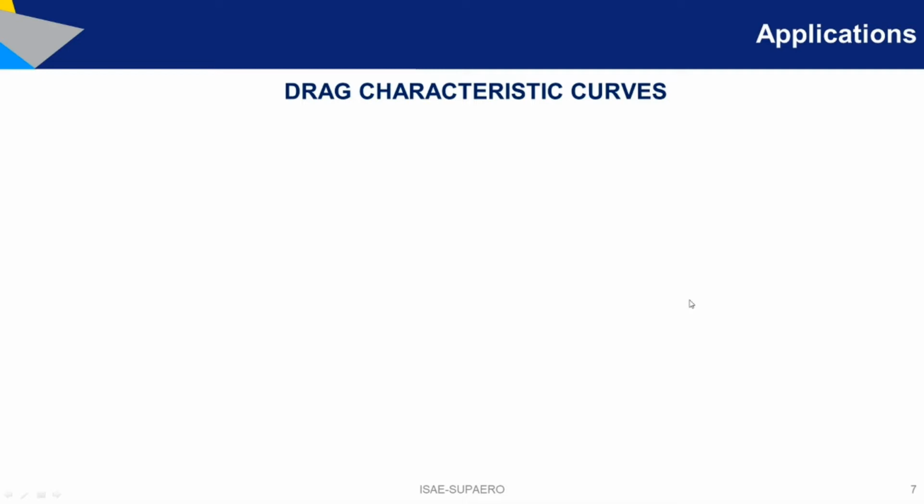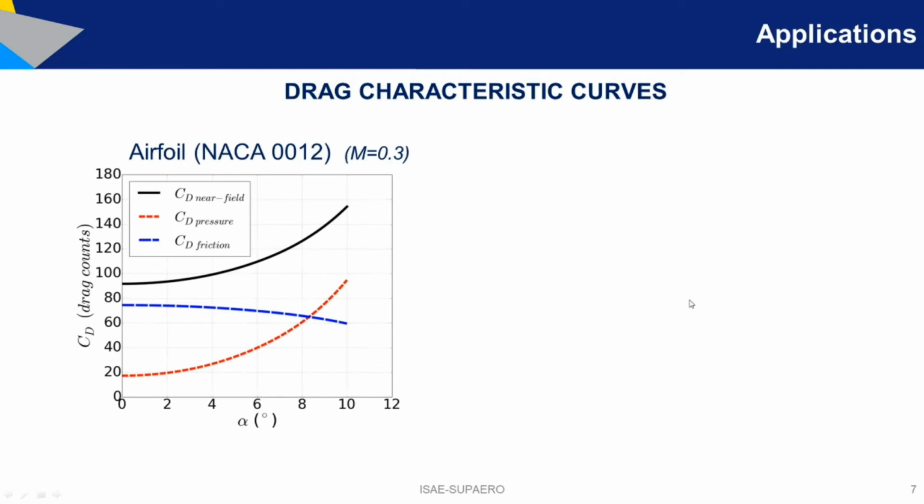So one of the most interesting applications of the near field method, in fact this is the most direct application, is to establish what's called the drag characteristic curves. So basically, for a given case, in this case a 2D airfoil, NACA 0012 airfoil at a given Mach number, you can sweep the angle of attack, and for each angle of attack you can obtain a drag value, and the total drag value obtained by the near field method can be broken down into its pressure and friction components. So this is the very first drag breakdown obtained by the aerodynamic theory.